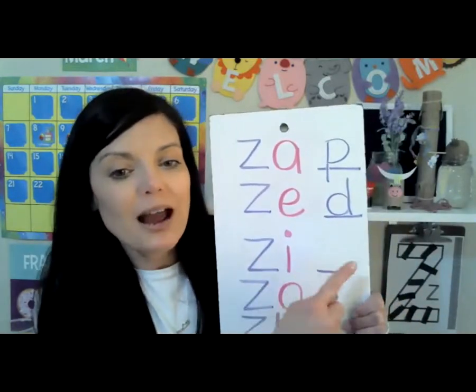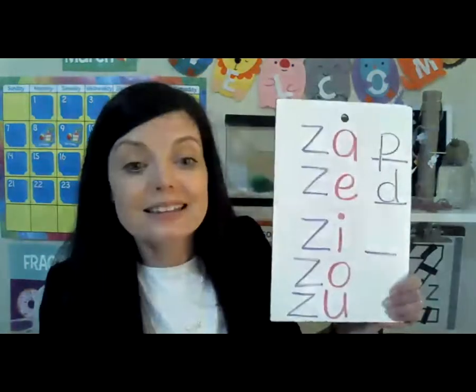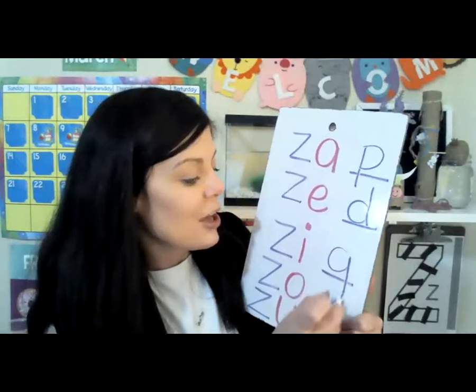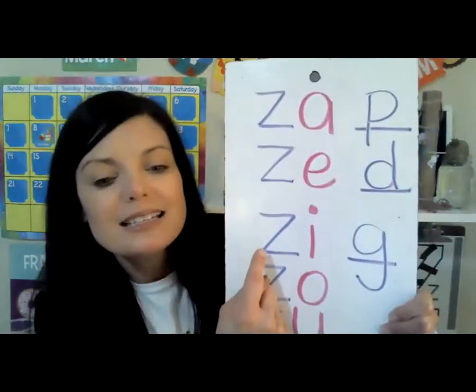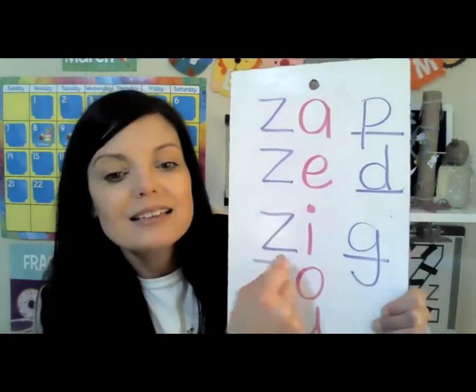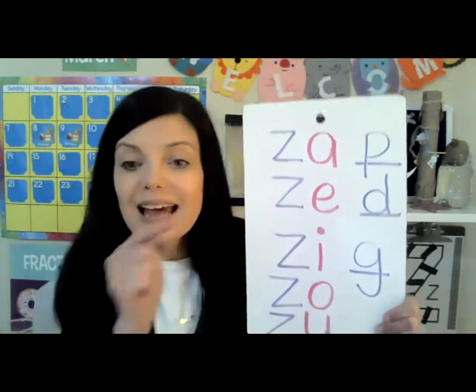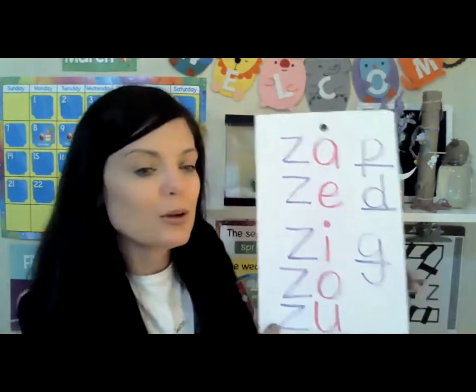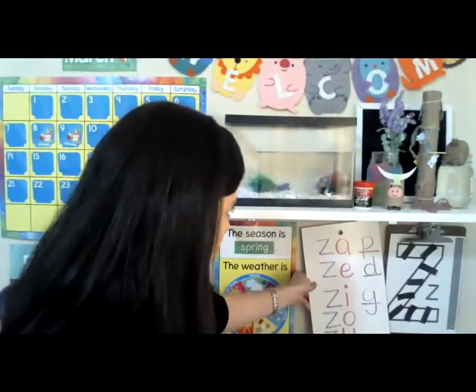The last one here, I want to say zig. So what letter says g, g, g, g, g? That's letter G. So let's read this word. Zig, zig. Kind of like zigzag zig that we were doing when we wrote the letter Z. Okay, so that was our phonics and handwriting time. Now it's time for math.